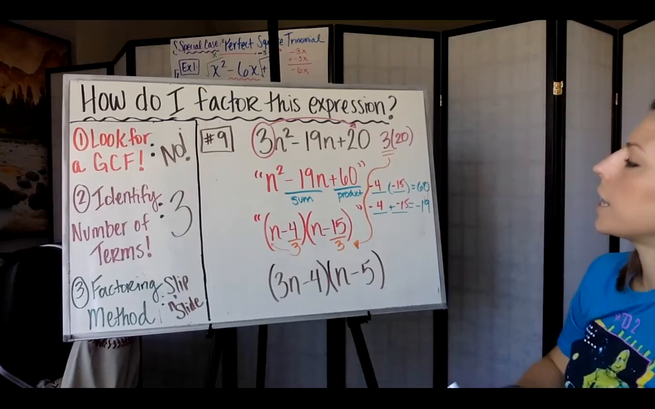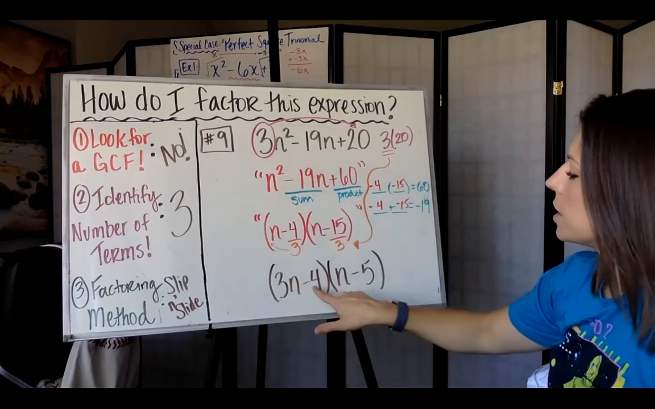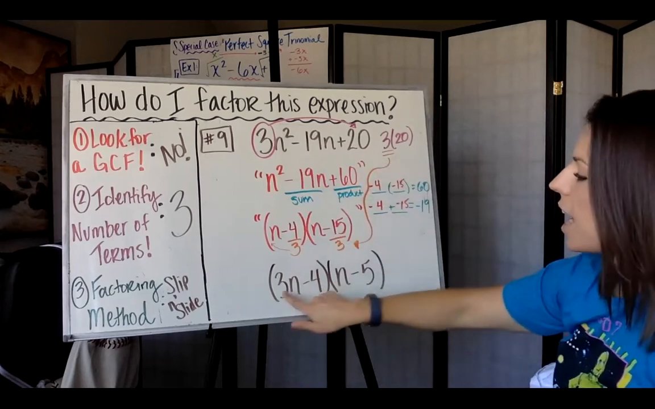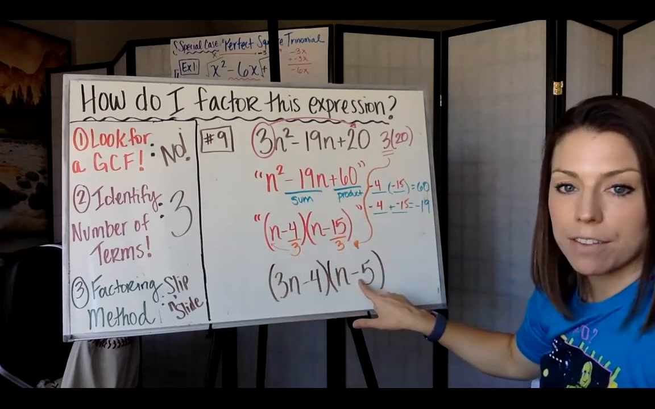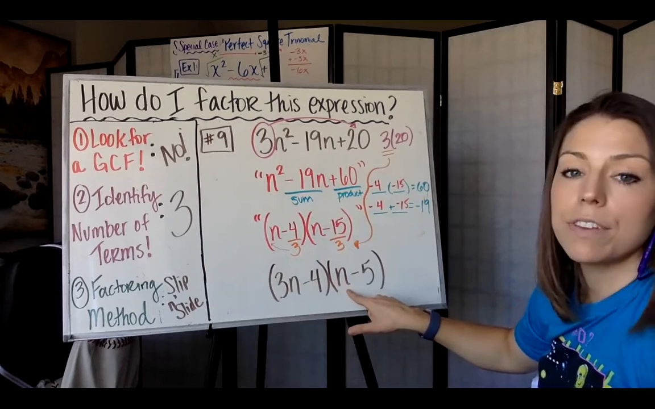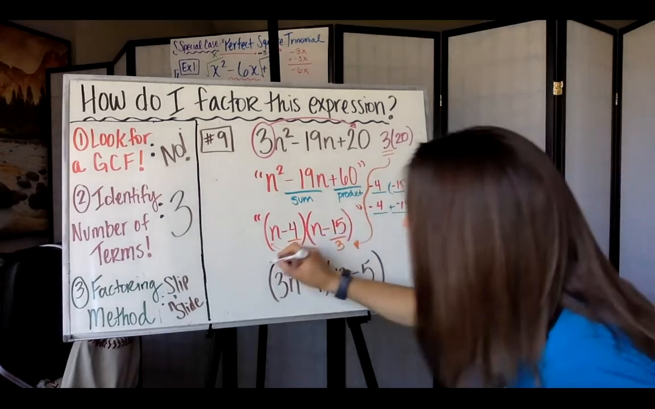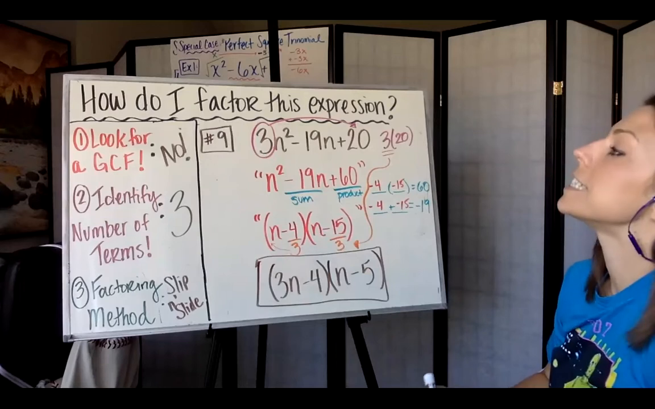Let's do a quick check here. Does 3n times n equal 3n squared? Yeah. Does -4 times -5 equal +20? Yeah. And then here's how you can check the middle term. Ready? 3 times -5 is -15. -4 times 1 is -4. What's -15 plus -4? -19. So there's my check, and I am done.